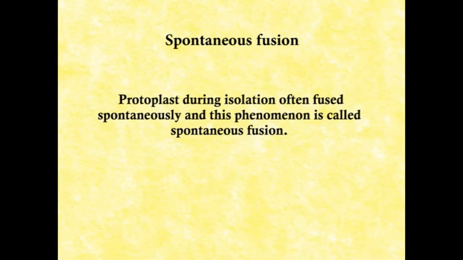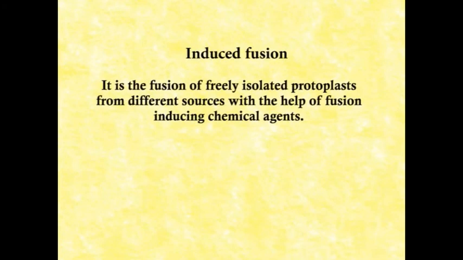Protoplasts during isolation often fuse spontaneously, and this phenomenon is called spontaneous fusion. During the enzyme treatment, protoplasts from adjacent cells fuse through their plasmodesmata to form a multinucleate protoplast. While in the case of induced fusion, it is the fusion of freely isolated protoplasts from different sources with the help of fusion-inducing chemical agents. Normally, isolated protoplasts do not fuse with each other because the surface of the isolated protoplast carries a negative charge around the outside of the plasma membrane, and thus there is a strong tendency in the protoplasts to repel each other due to their same charge.